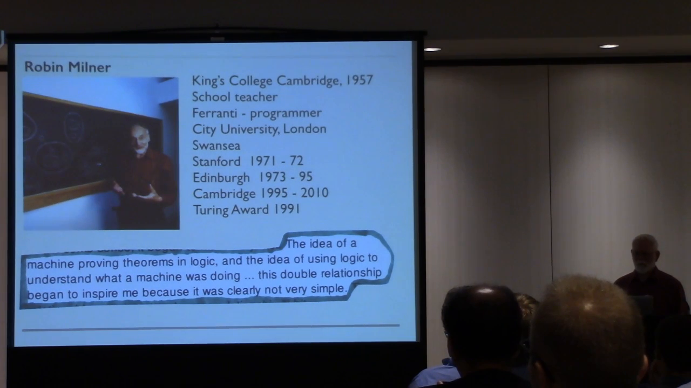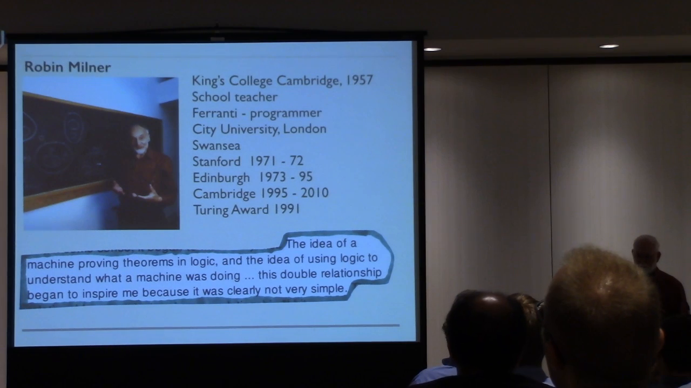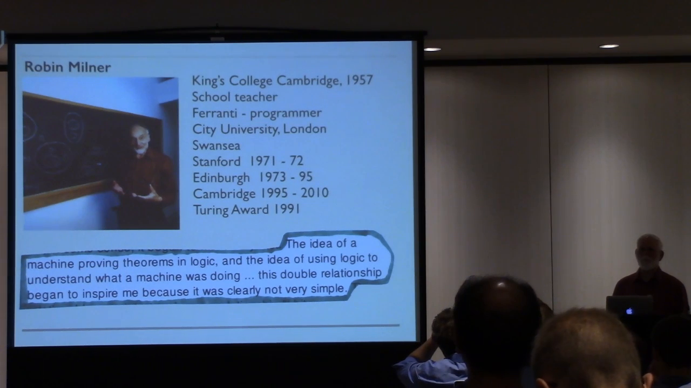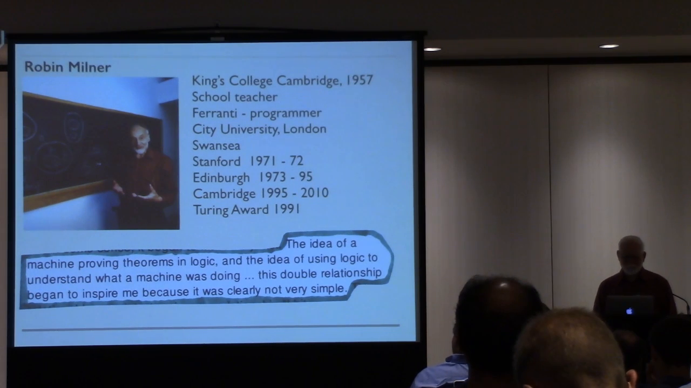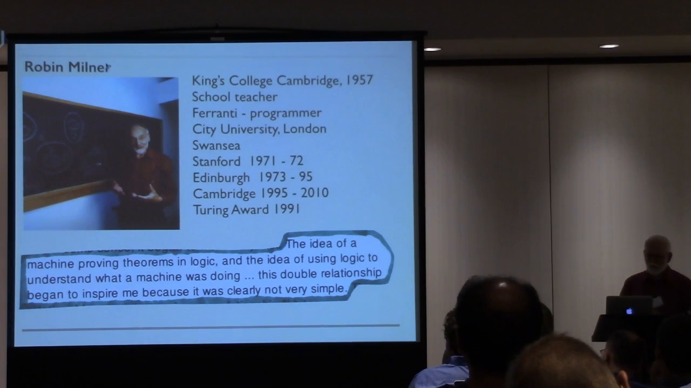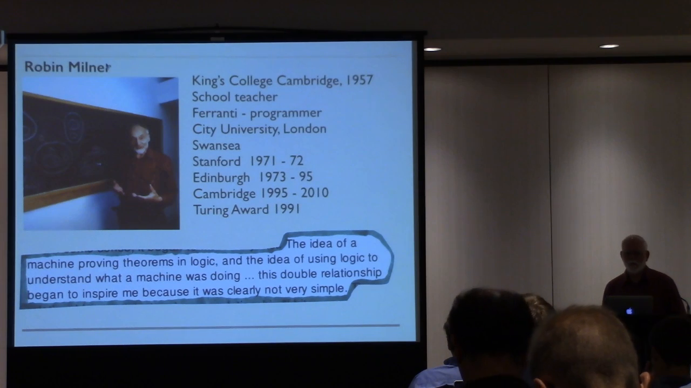So he went to the City University of London, then had a research assistantship at Swansea, then he went to Stanford, worked with Richard Weyhrauch on the Stanford LCF system, came to Edinburgh in early 1973, and of course, we know what he did there because it's all described in his Turing Award lecture. Anyway, this is an interesting quote: The idea of a machine proving theorems in logic and the idea of using logic to understand what a machine was doing, this double relationship began to inspire me because it was clearly not very simple. This is about the time when he was at Swansea.